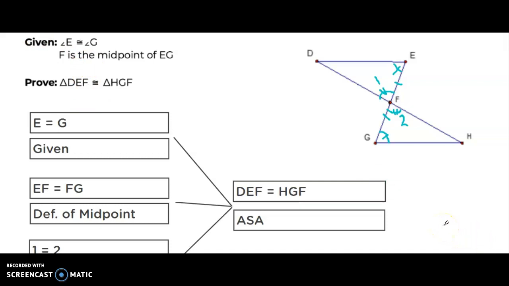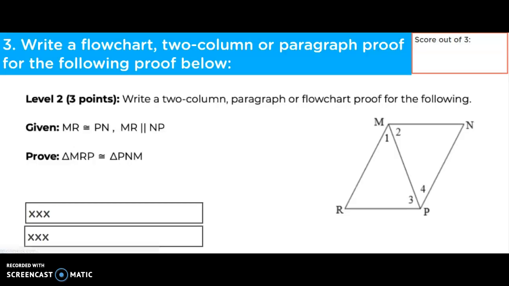Some of you had 2-column proofs, and those were totally fine. Just remember, if you have any highlights in number 2 here, that means there was a mistake and you need to correct and reflect on those things, okay? So there is the first one.